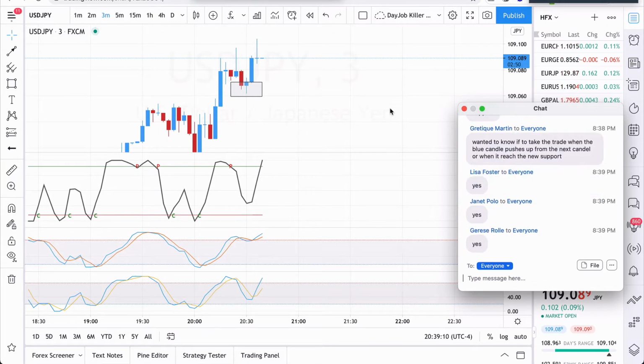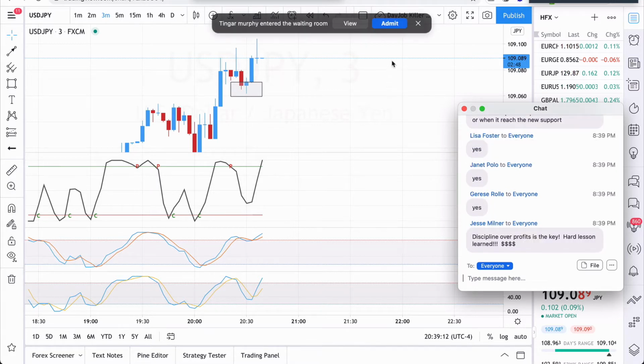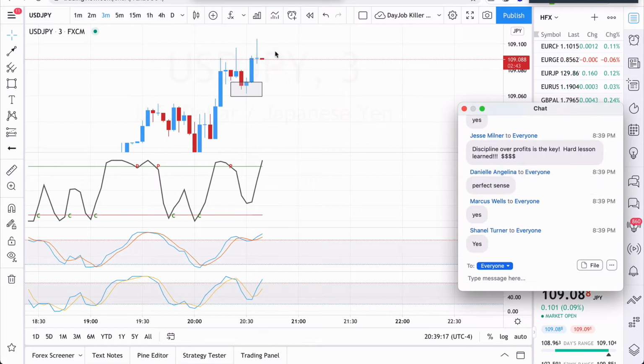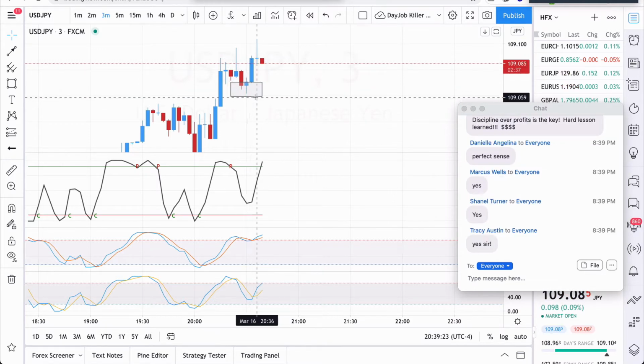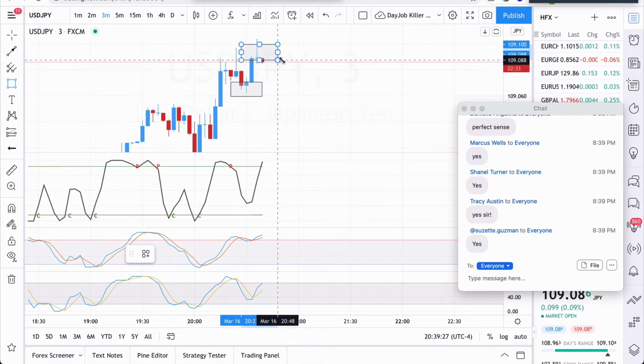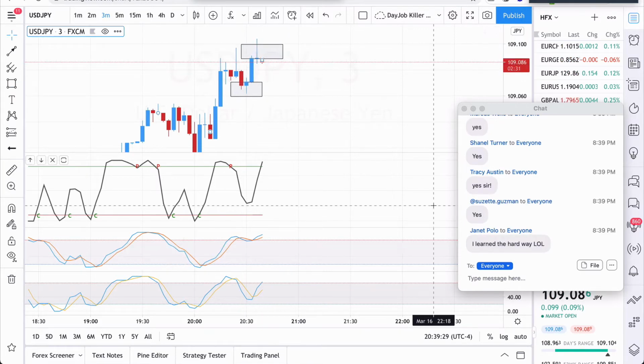This is the long game. Look at this evening star. So I'd have entered on the morning star. My second entry on this same pair would have been the evening star right here.